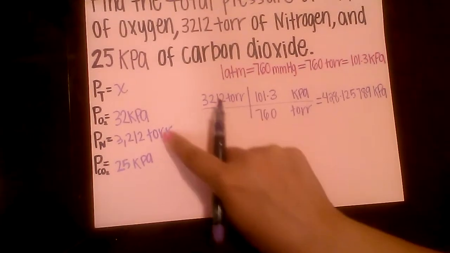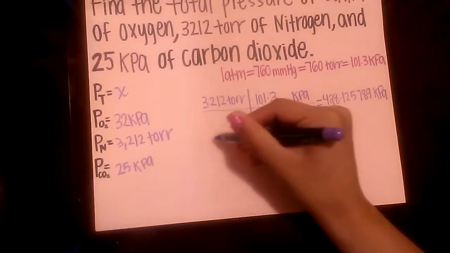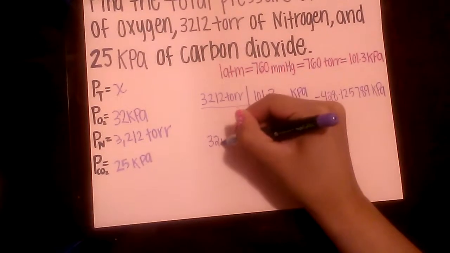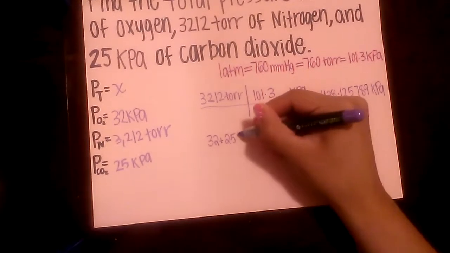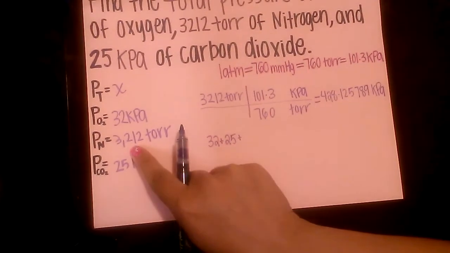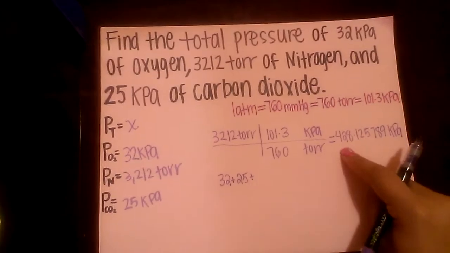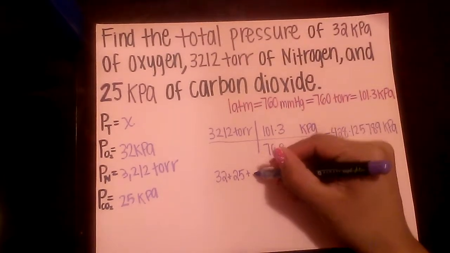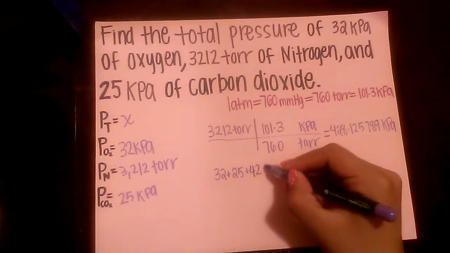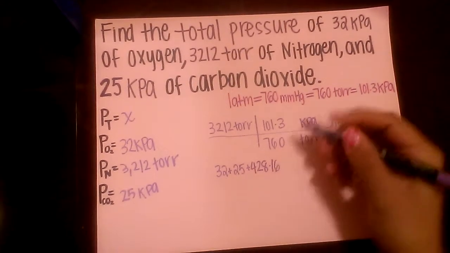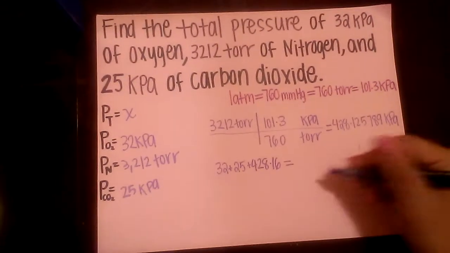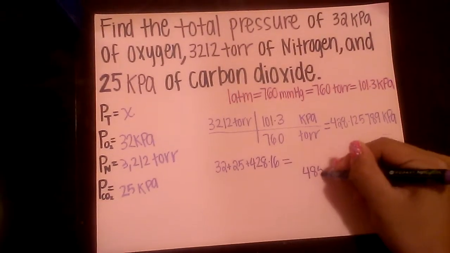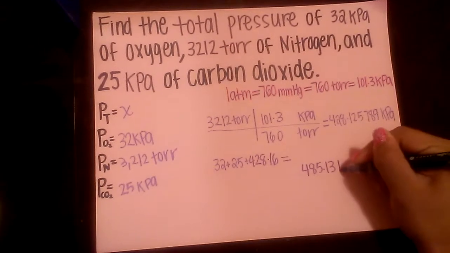So now that we have everything in kPa, we're going to have 32 plus 25, and the 3,212 torr that we converted to turn out to be 428.16. It's going to turn out to be 485.13 kPa.